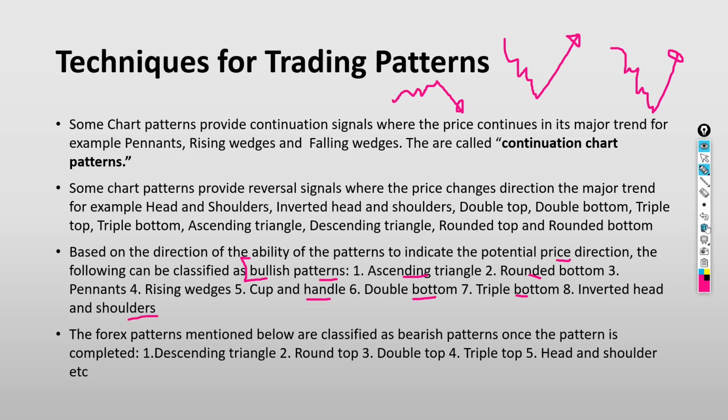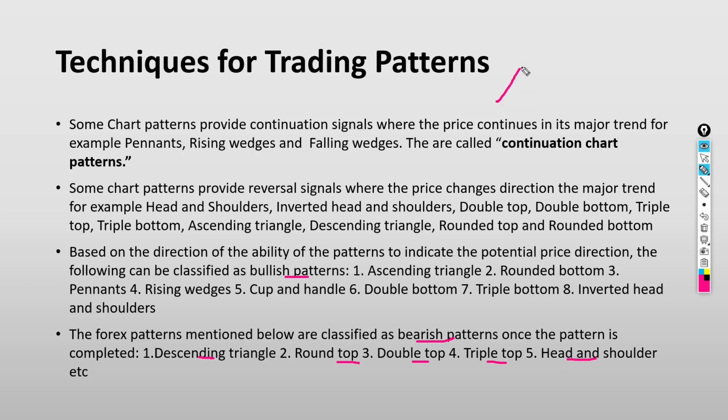Okay, those are all bullish patterns, meaning that every time they form, the price will change into a bullish momentum. And then here we have examples of bearish patterns. We have the descending triangle. We have the rounded top. We have the double top. We have the triple top. We have the head and shoulder.